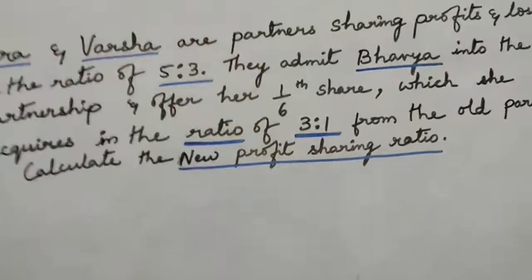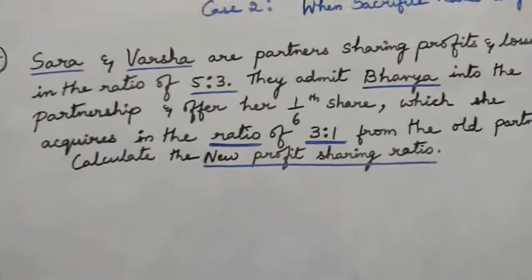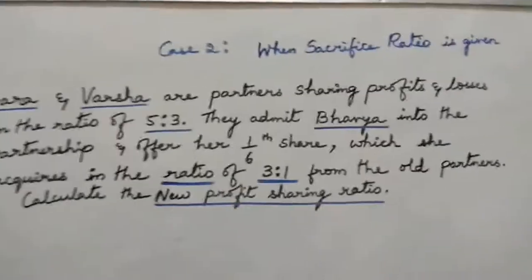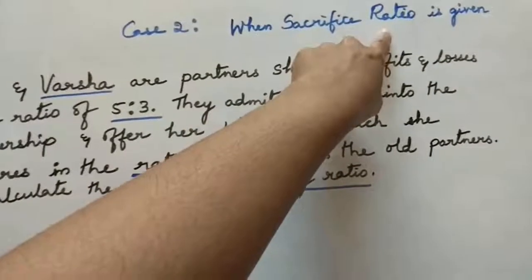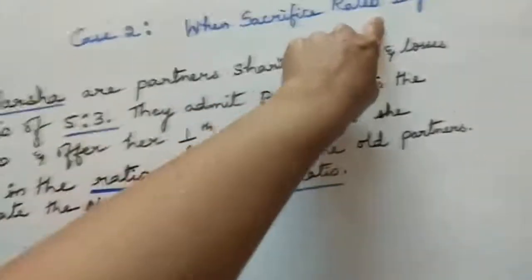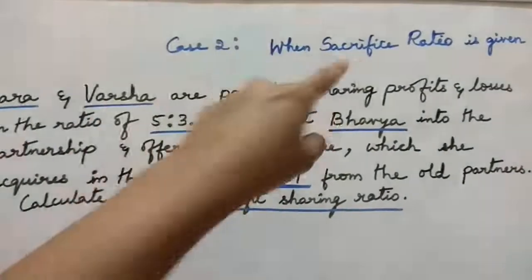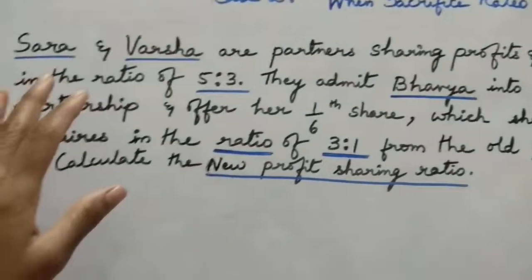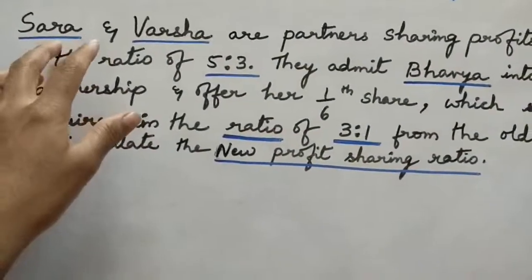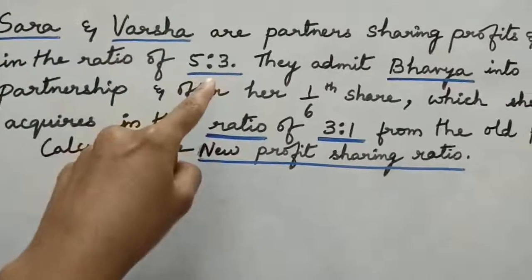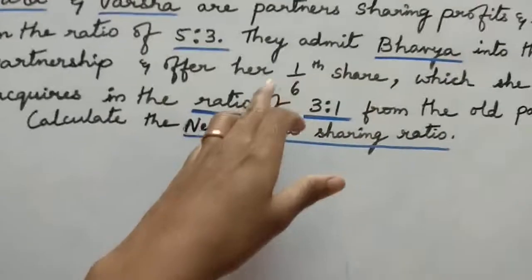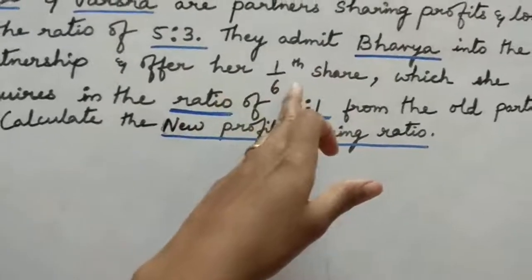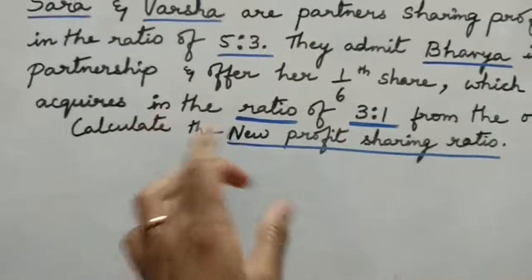So I've underlined the important things which we need to concentrate on. When the sacrifice ratio is given, we need to observe and concentrate on the words sacrifice ratio. Now the old partners are Sarah and Varsha. Their old ratio is 5:3. And the new partner is Bhavya, and they offer her 1/6 share which she acquires in the ratio.